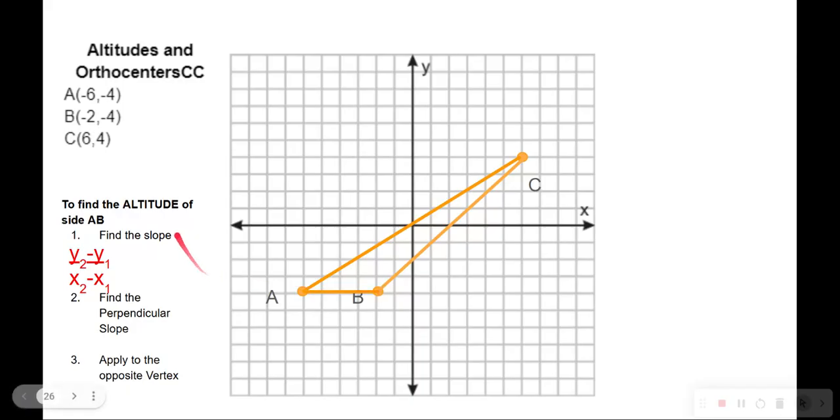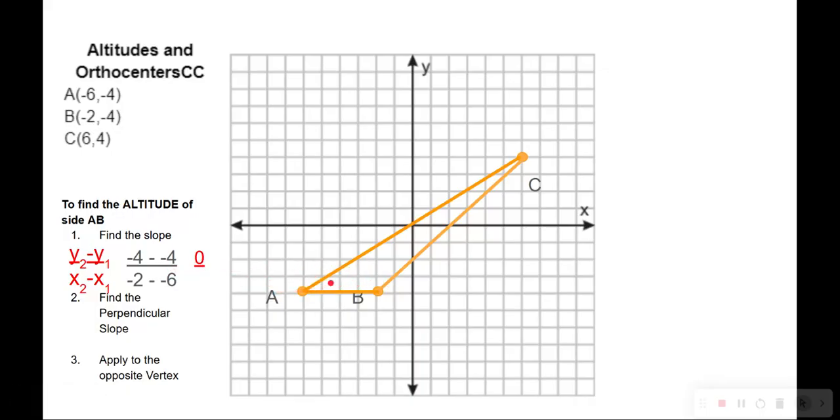So my two y values from A to B are -4 and -4. So -4 minus -4 over my two x values are -6 and -2. So I did x2, so I did -2 first, minus x1, -6. You can type this in your calculator, or remember, a minus and a negative make a positive. So -4 plus 4 is 0 over 4, which is going to just be 0. So my slope is 0, which makes sense.